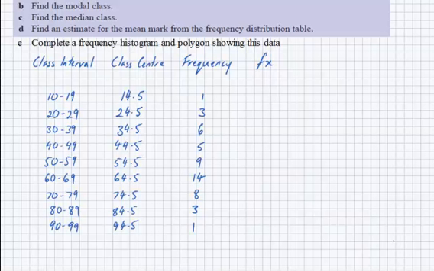Okay, so I've finished off the class centers and the frequency for each of those groups. The next thing you need to do is work out the totals. So down the bottom, the total for the frequency column, go ahead and add up that frequency.